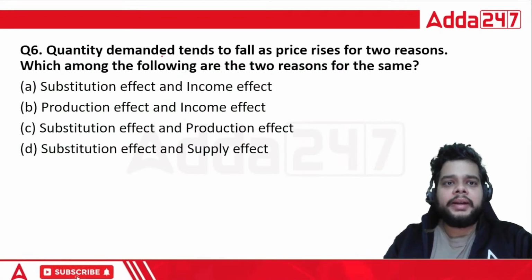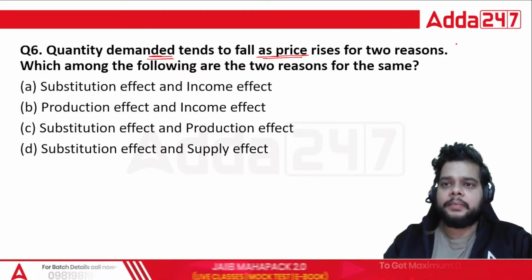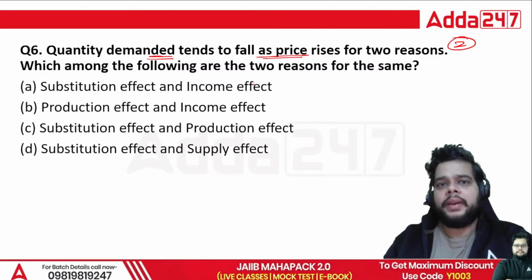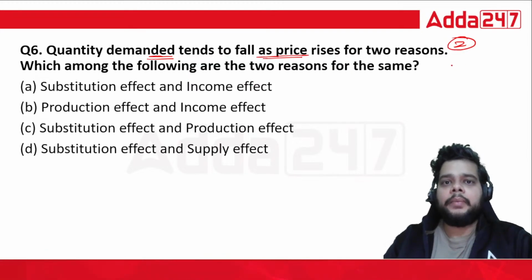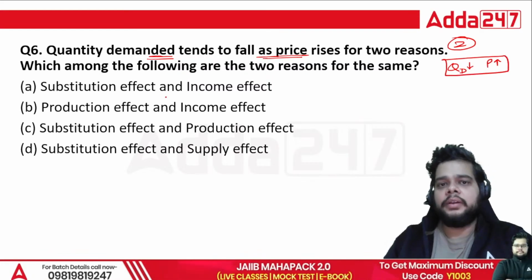Next, we have: quantity demanded tends to fall as the price rises for two reasons. So there are primarily two reasons. Whenever we say that quantity demanded will be low whenever the price rises, why? Because of two reasons. Which among the following are the two reasons for the same?